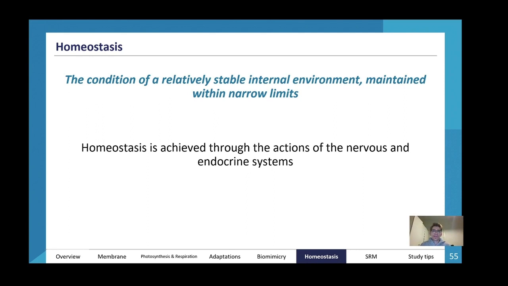What is homeostasis? Homeostasis, it's actually given in the name. It's the condition of a relatively stable internal environment maintained, and that's the key point, maintained within narrow limits. Homeostasis is achieved through the actions of the nervous and endocrine systems.